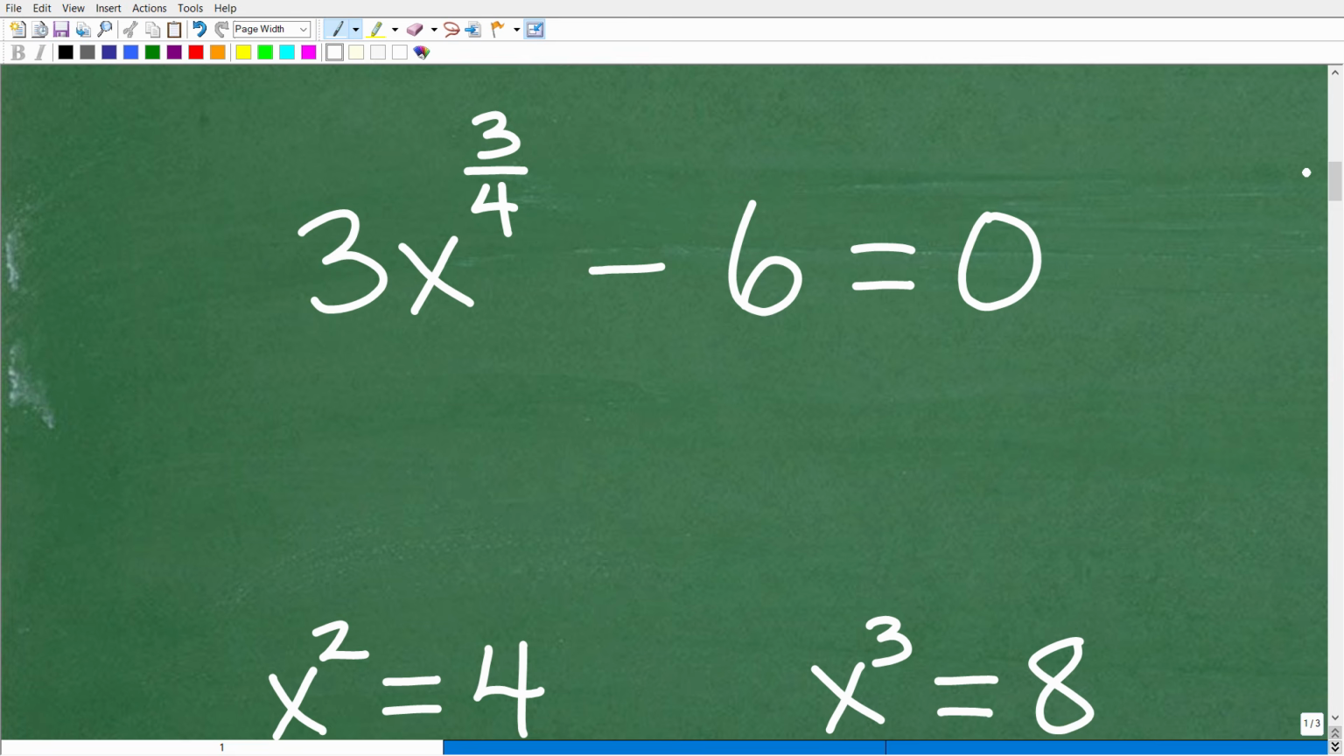Okay, so here is our equation. And anytime you are trying to solve an equation with a variable with a particular power, what we want to do is isolate the power and get all the numbers on the other side of the equation.